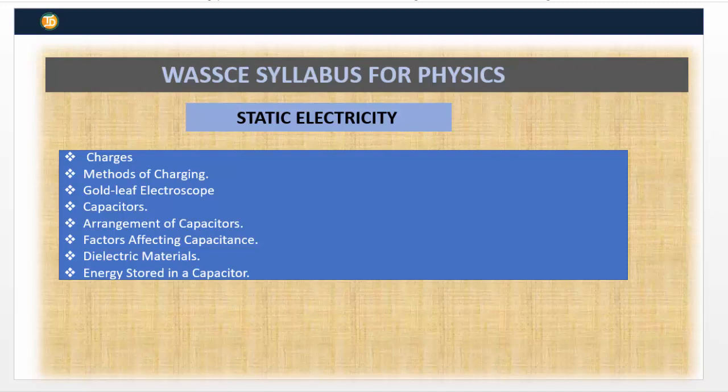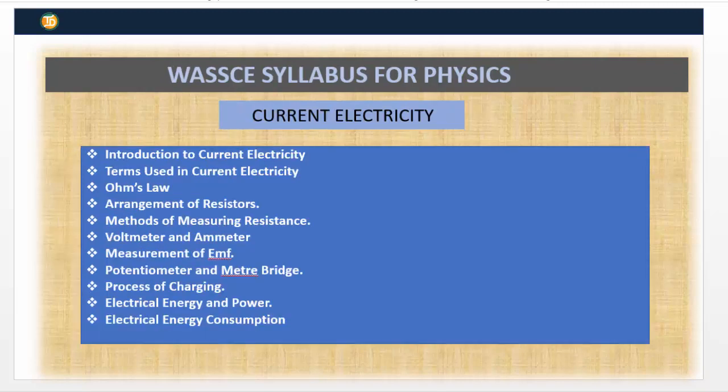So under electrostatics, we have charges, we have methods of charging, we have gold leaf electroscope, we have capacitors, arrangement of capacitors, factors affecting capacitance, factors such as area, factors such as permittivity, factors such as distance between the plates will be tested. Okay, we have dielectric materials and energy stored in a capacitor.